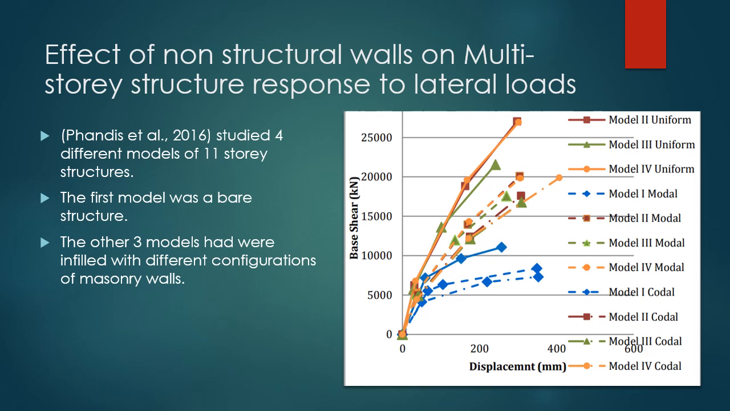The results he got can be summarized in this diagram, which shows that the infilled structure exhibits lower top story displacement, lower time period, and attracts higher base shear than the bare structure. Also, different configurations of masonry walls alter the structural response to lateral loads.